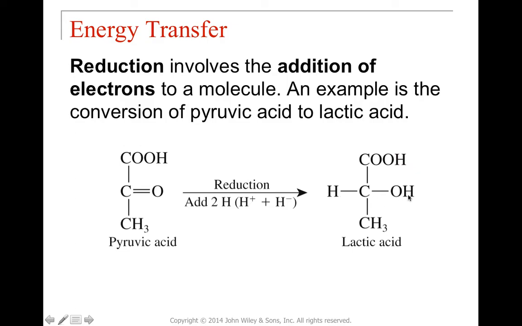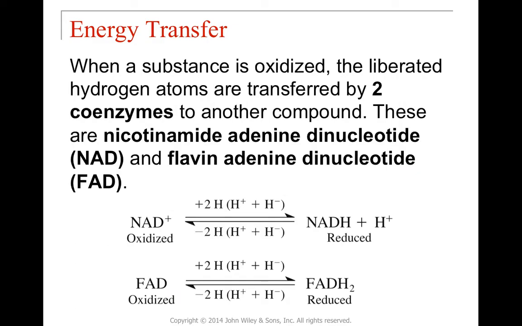So we have added electrons to the molecule, and so this is a reduction reaction. Now we have these other types of carrier molecules as well, including NAD and FAD, so nicotinamide adenine dinucleotide and flavin adenine dinucleotide. And these guys are basically able to accept or reduce these electrons back and forth.